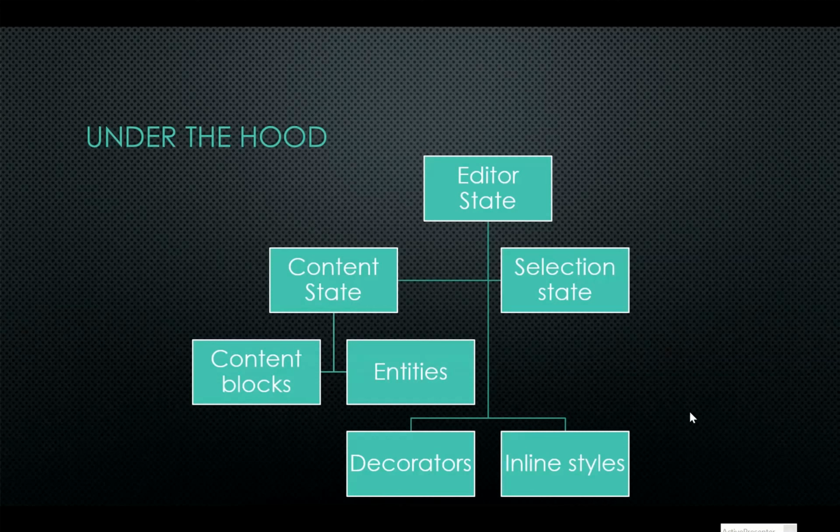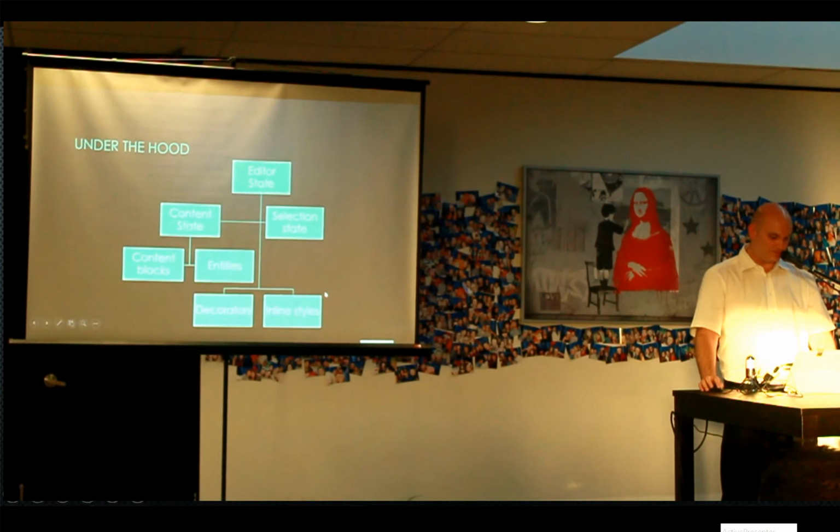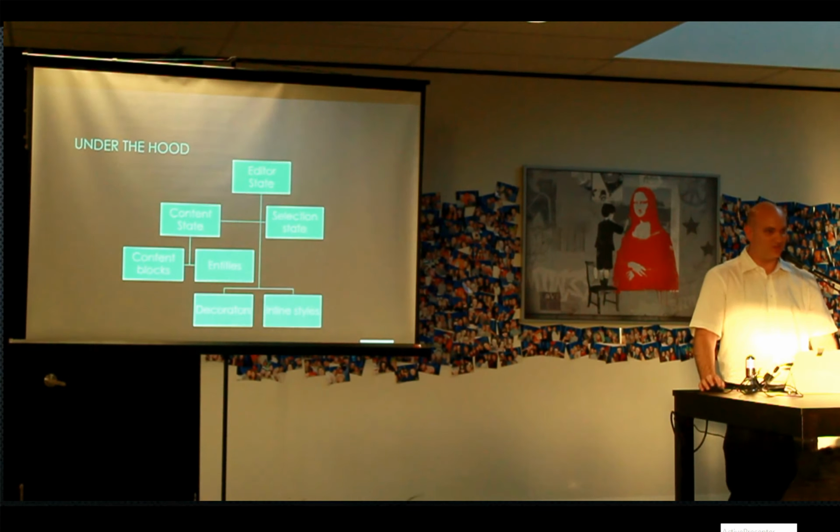I'm going to be referring to this a bit later, so if you get a bit lost, just bear with me and we'll cover this in greater detail just now. Selection state helps you control everything with regards to where the cursor is and what's selected. Then decorators and inline styles are a little bit more advanced, and we'll get to that when we look at some of the samples. But essentially with decorators, you can do anything. The editor becomes your canvas.